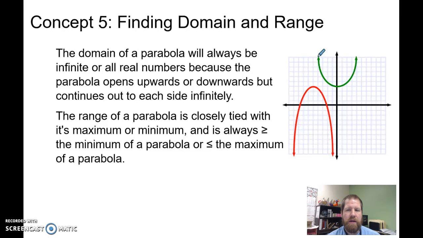Your domain is always going to be all real numbers, because even though it looks like, in this one it starts getting really close to straight up and down, it's never going to get exactly to straight up and down. It's always going to be opening up slightly to the sides, and if it's going infinitely down, even if it's opening out to the sides at a lot slower rate, it's still going to be going infinitely out as well, which means our domain is always going to be all real numbers. Okay? So domain is always all real numbers.